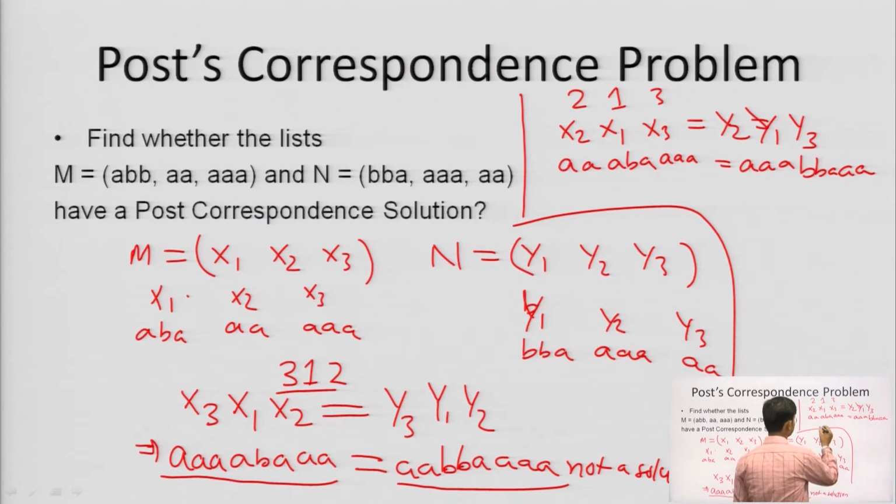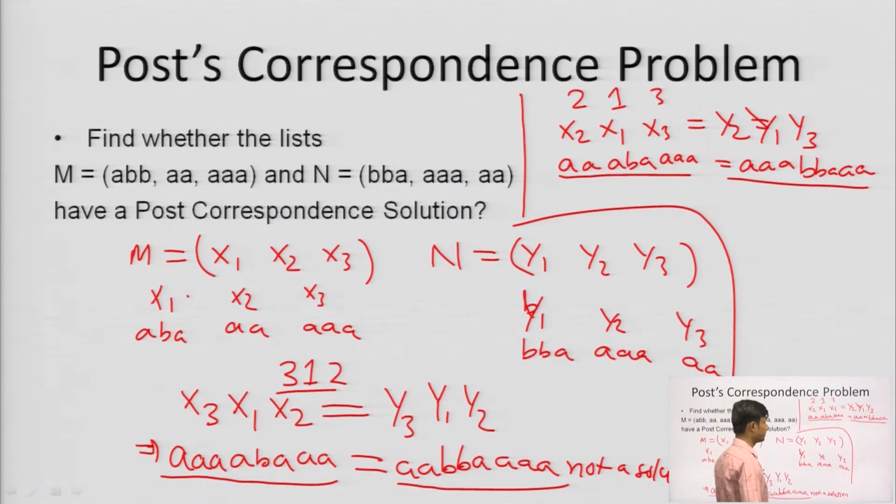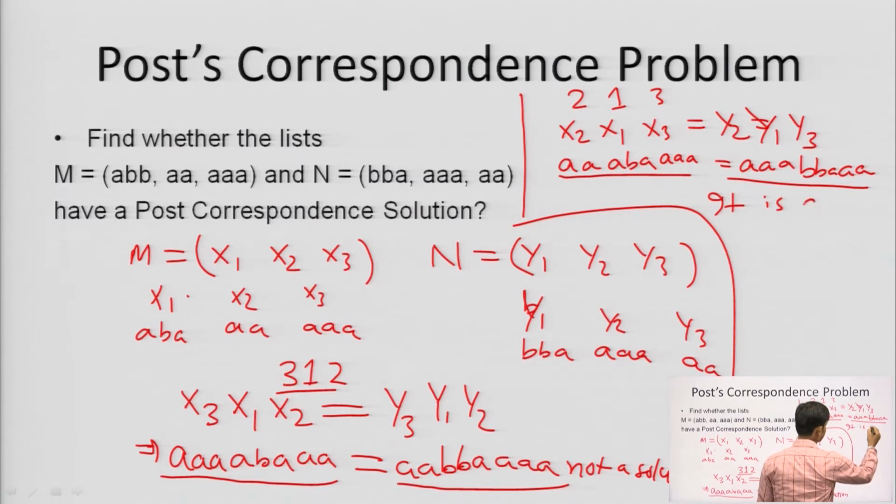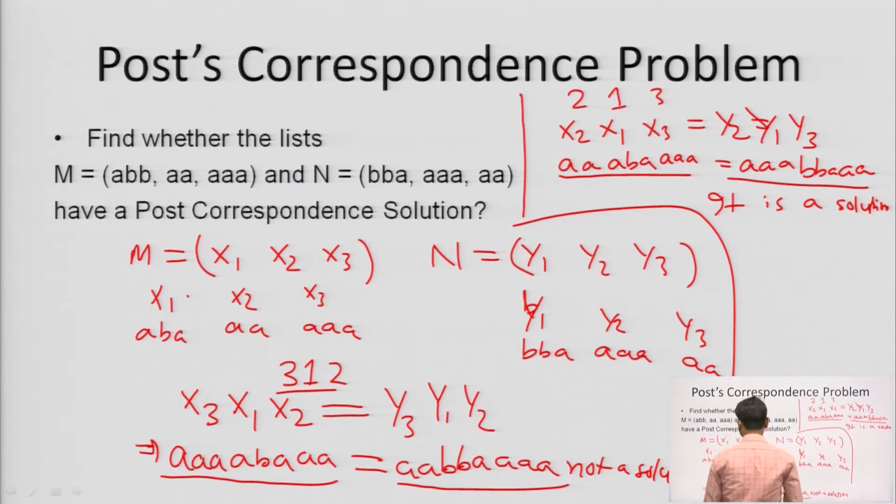Now, you see, these two are equal strings you got. So, now it is a solution, there is a solution of this post correspondence problem. So, now you see what is the concept here.